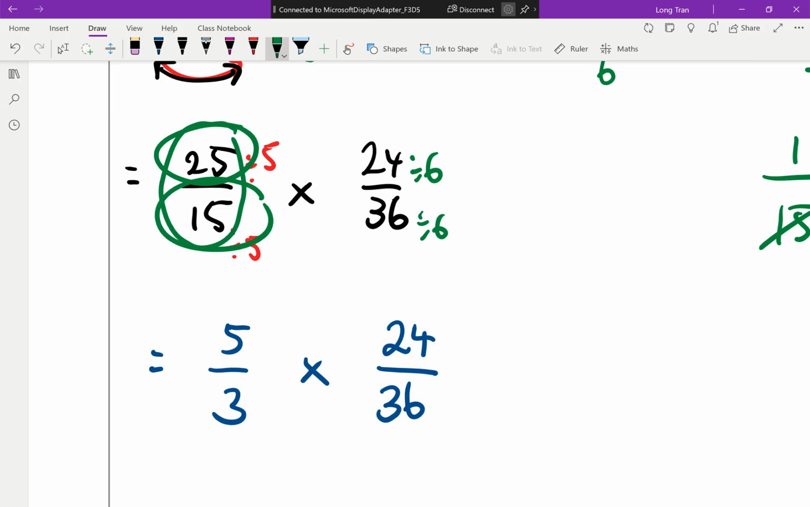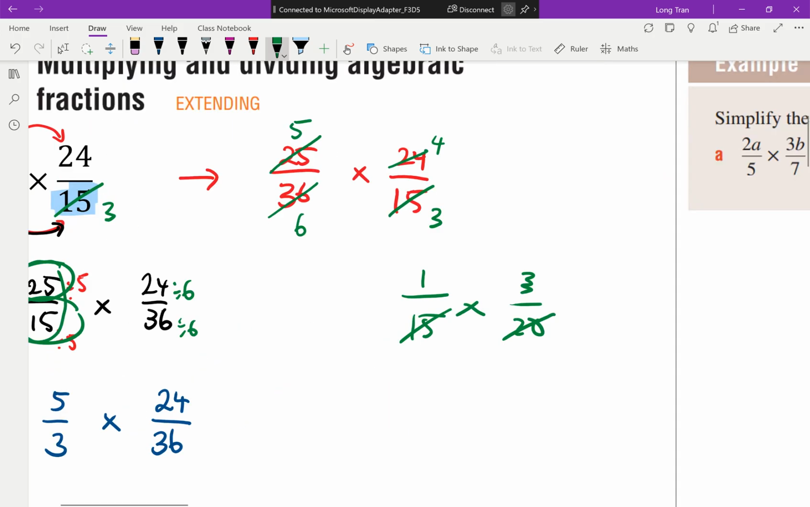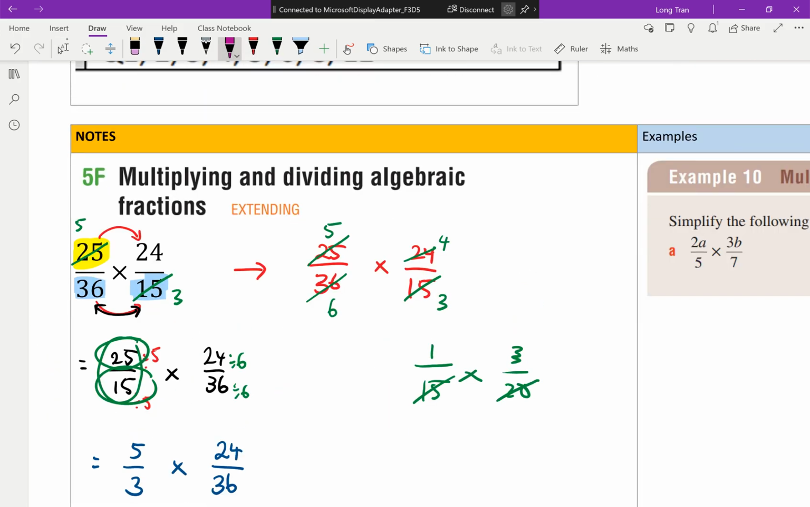Now, using this understanding, once you've simplified it, it's much easier to multiply 5 on 6 times 4 on 3 compared to 25 times 24 over 36 over 15. So your answer should then be 20 over 18. But notice this is not your simplified version. Why? Correct. The 4 and the 6, there's still a common factor of 2. Until you simplify every single fraction, you don't get your simplest form.